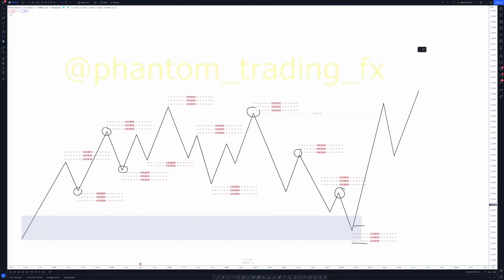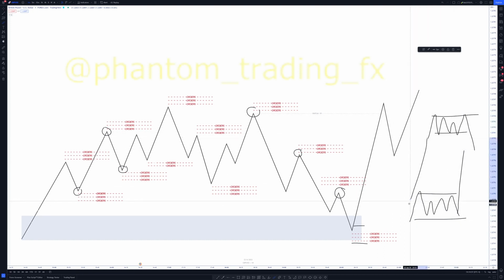Okay, so inducement, again, it's a big buzzword, right? It's basically the idea of tricking buyers or sellers, right? While the institution, bank, whatever, is building their position, right? Typically it's an accumulation for buys, right? It's a distribution for them to offload a position that they've already profited off of, right?